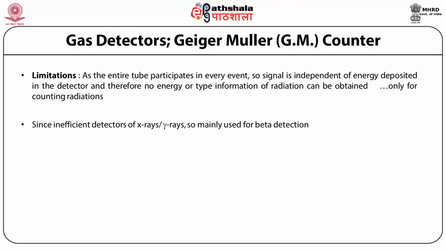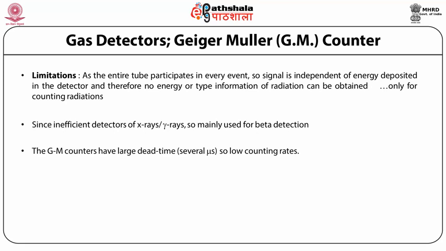Now in this case, in the GM tube, we have a gas. The gases are usually inefficient in interacting with the X-rays or gamma rays. So we can say that these GM tubes can mainly be used for detection of charged particles like beta. The third limitation is that GM tubes have a large dead time of the order of several microseconds, so low counting rates.